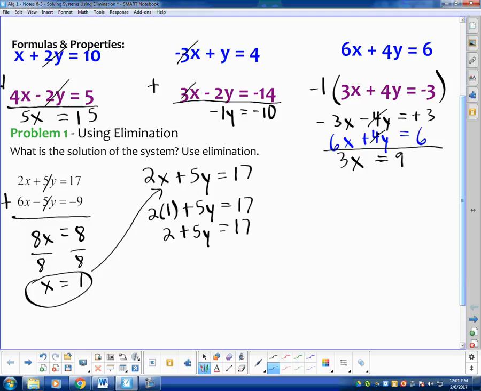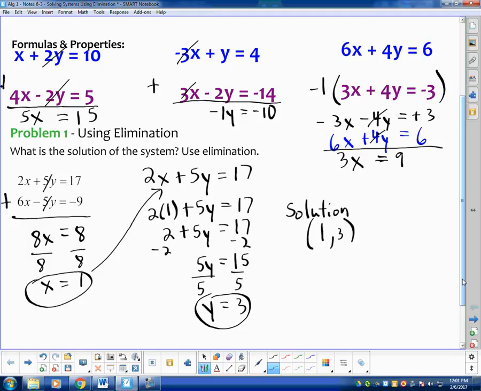So subtract 2 from each side. 5y equals 15. You get 17 minus 2 is 15. Divide by 5. So I have y equals 3. And then we write our solution as an ordered pair, 1, 3. That's it.